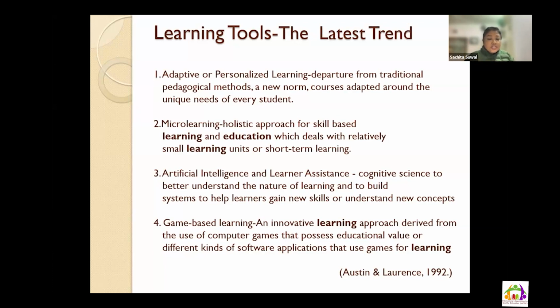So artificial intelligence is all related with the brain. The science is there already, but their cognitive skills are very important. And cognitive science, of course, is very important. So this can be another tool, the latest tool for students to learn new things and develop their skills. And then, of course, understand new concepts also, how AI works, how these students are being assisted to learn something new. Now, the next one is game-based learning, of course. Students learn from games. This is a very innovative learning approach that has been derived from the use of computer games and that possesses educational value.